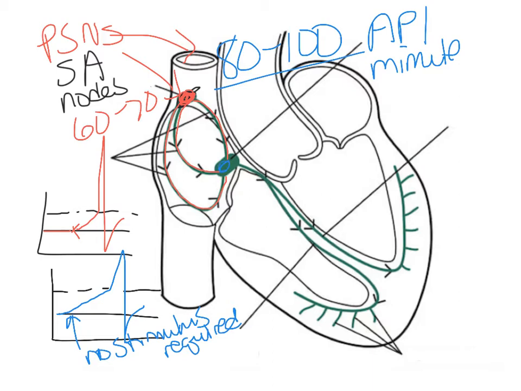So now this is the AV node. The AV node is in between the atria and the ventricles, and that's why we call these pathways the internodal pathways, right? They're internodal, in between the nodes.